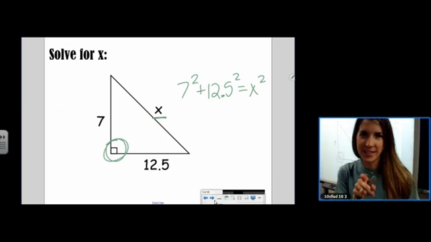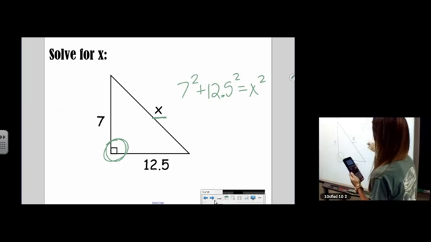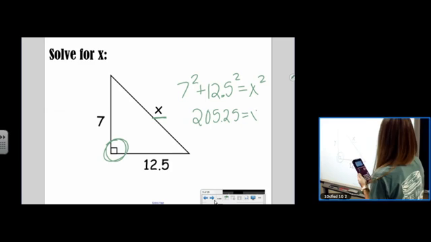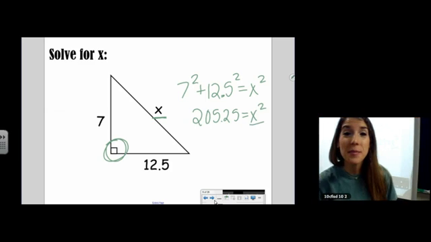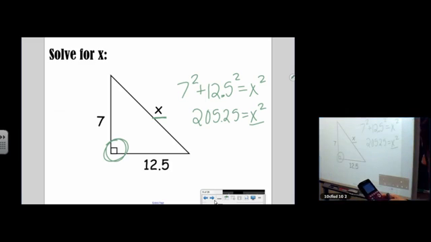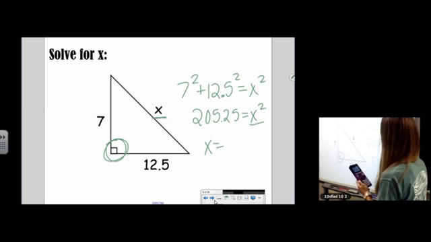Please do this with me. Please don't be just sitting there watching. Be an active learner. Get those calculators out. You get 205.25 equals x squared. The opposite of squaring something is square rooting. So the way to solve for this problem is to take the square root of 205.25, and you get 14.3.